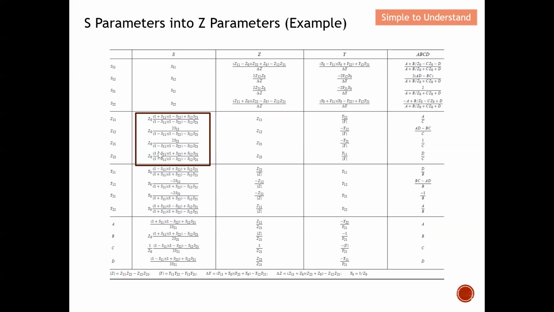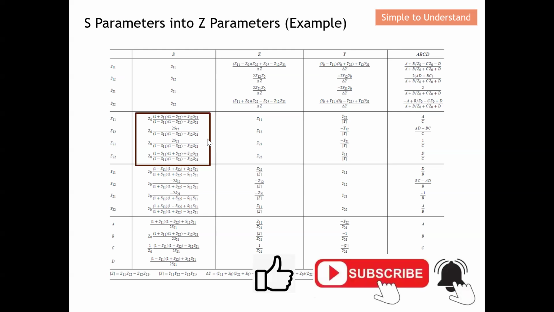So over here, you can see that we can convert various forms of parameters into another form of parameters. In this video, as I mentioned, we will convert the S parameters into Z parameters. Let's take a look at an example to understand this.